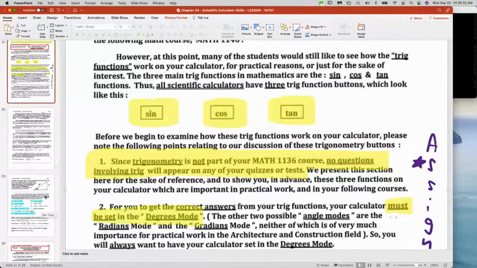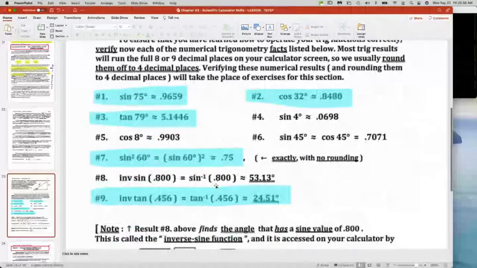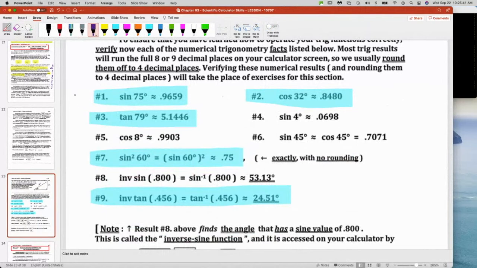So all jokes aside, grab your calculator, and I just want you to be able to type a couple things here. Just these ones here, okay? I want you to be able to do 1, 2, 3. Make sure that you get those answers. Don't worry about 7 and 8. Forget about 9. So grab your calculator and see if you can get this number here. If you don't get that number, it doesn't mean that you don't know what you're doing. It means that your calculator is in a different setting.